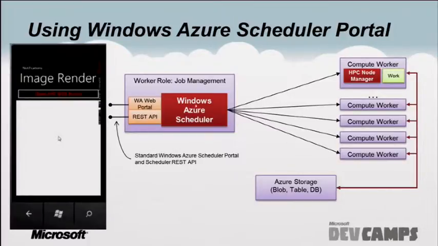So we've got our management role here, and it's got a Windows Azure Scheduler on it. It's also got a web portal with a REST API. What that means is it's exposing some means for us, as someone sitting in this room or on a mobile phone, to go out and schedule some work to be done. The scheduler's role is to push out this work in chunks to each of the individual compute workers, which process their small portion of work and then push it back into table storage. I'm going to show you a video of that in action.